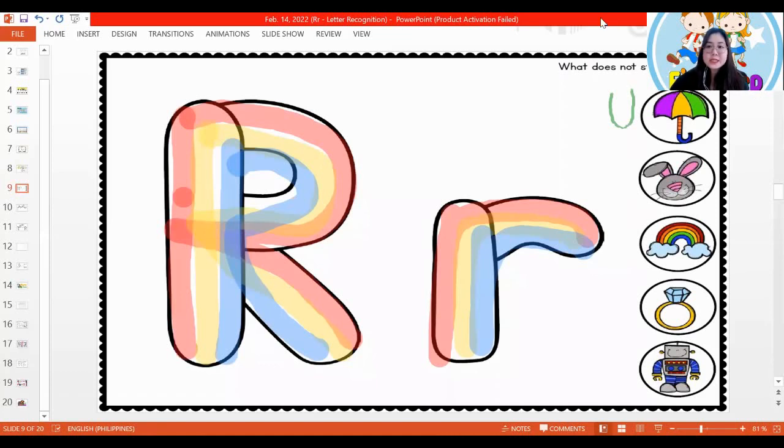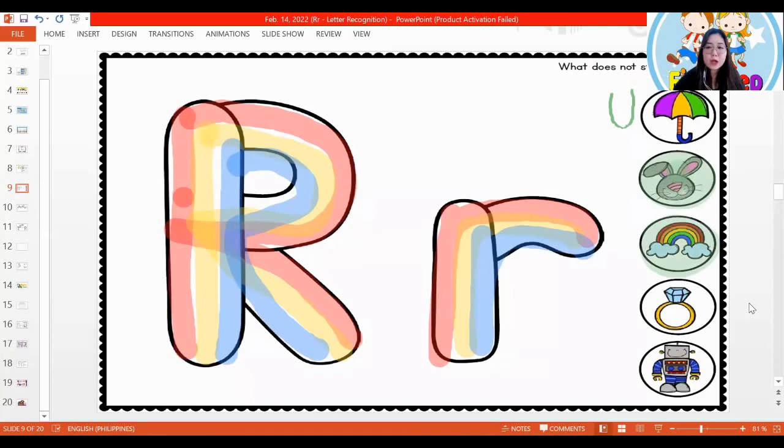Yes, it does. Rabbit starts with the letter R. So let's color that. Then we have rainbow. Rainbow. Does rainbow start with the letter R? Yes, rainbow also starts with the letter R.